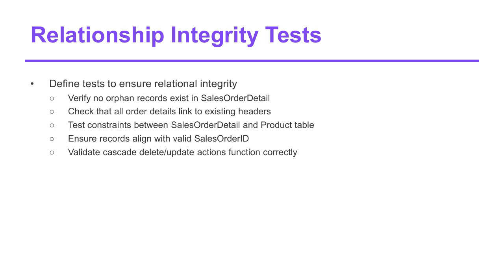We also need to test the constraints between sales order detail and the product table to confirm that every product referenced in the order details actually exists in the product list. Additionally, we ensure that all records align properly with valid sales order ID values, preventing any invalid associations. Finally, we validate the cascade delete and update actions to make sure they work correctly. This ensures that when a sales order is deleted or updated, the related order details adjust accordingly without leaving inconsistent data behind. These checks are crucial for preserving the integrity and reliability of the relational database.